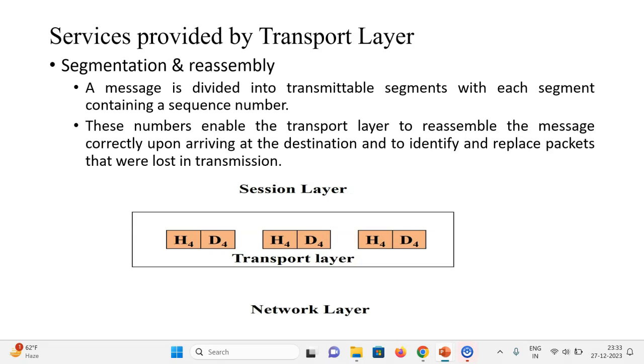Means at the receiver end, transport layer will reassemble the different segments with the help of these segment numbers.